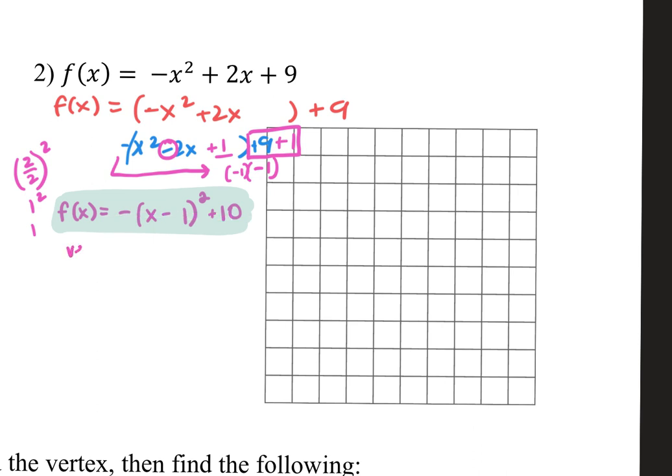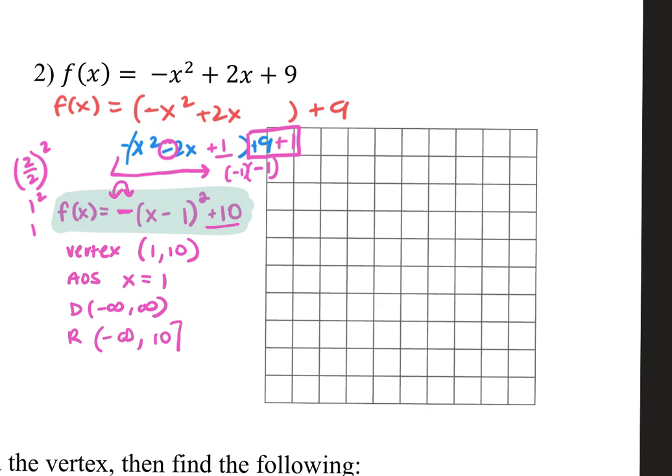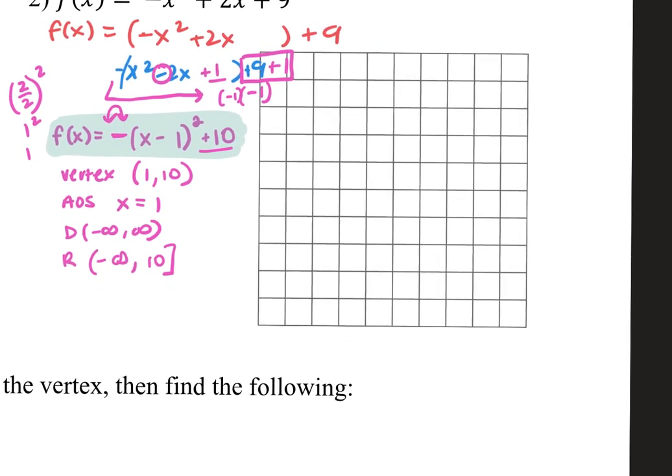My vertex is the opposite of what follows x, so 1, and then the k on the outside, keep the sign, that's 10. Your axis of symmetry is x equals the h, which is 1. The negative on the front this time means this parabola is pointing down. So while my domain is negative infinity to positive infinity, and that didn't change, the range is going to go from negative infinity up to the k, which is 10, with a bracket on that 10.